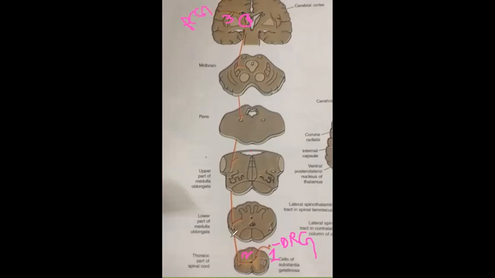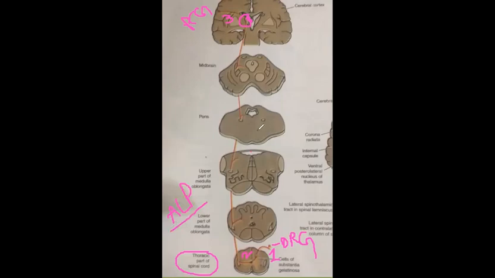And if the second order neuron is decussating at the level of the thoracic part and not at the level of the medulla oblongata, which tract is this? Is this a dorsal column tract, or is this an anterolateral system? This is an anterolateral system. This is an anterolateral pathway.